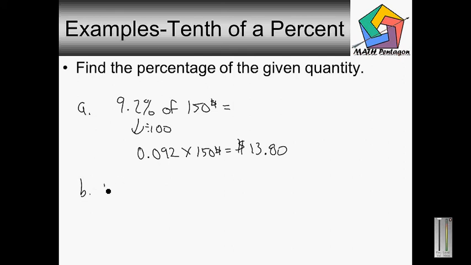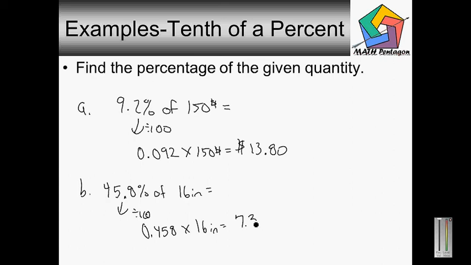Okay, let's do another one. Let's say we have 45.8% of 16 inches. So I want to convert this to a decimal, so I'll divide by 100, and I would get 0.458. "Of" means times 16 inches, and I would get an answer of 7.328 inches. That's my final answer.